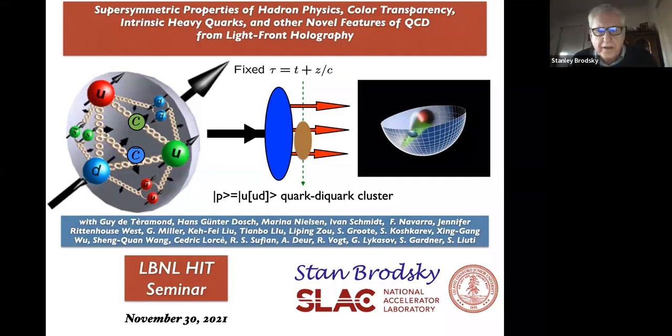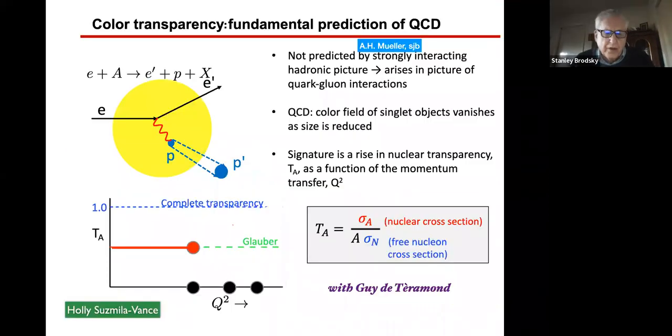So color transparency, just to introduce it, I borrowed a slide from Holly Szumila-Vance, and that is when you do deep inelastic electron scattering on a proton in a nucleus, the proton can emerge with virtually no absorption. And this happens at high Q squared. So T_A, which is the ratio of the nuclear cross section to A times sigma_N, will go up to close to 1 at very high Q squared.